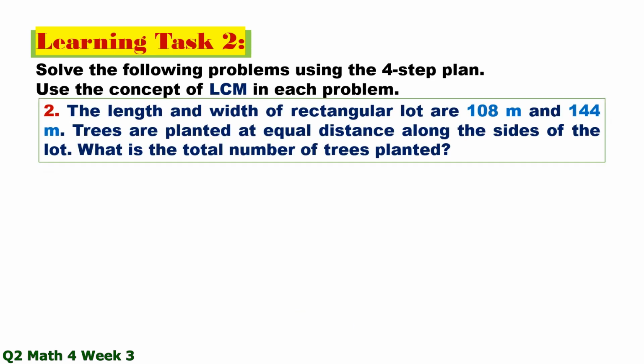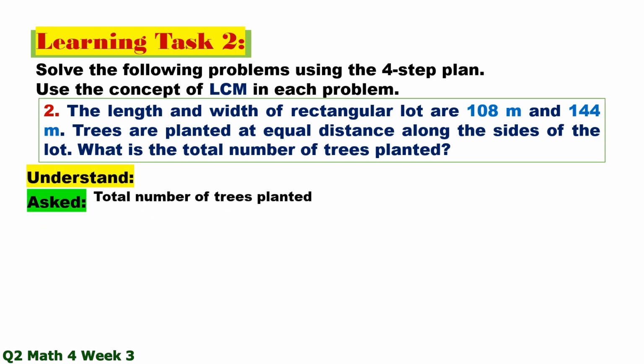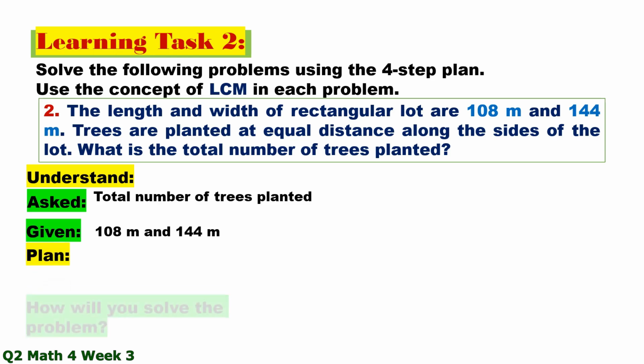Number 2. The length and width of a rectangular lot are 108 meters and 134 meters. Trees are planted at equal distance along the sides of the lot. What is the total number of trees planted? What is asked? Total number of trees planted.